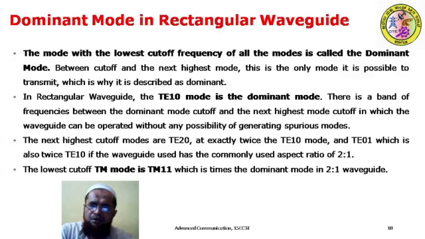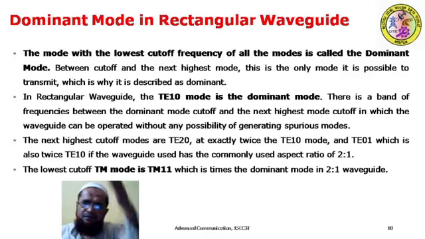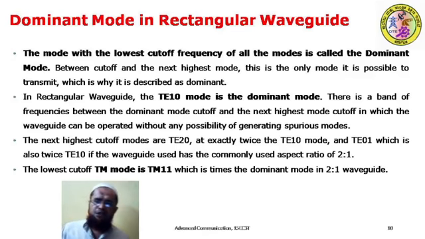This is the commonly used aspect. That means in rectangular waveguide, the horizontal should be double the vertical. If we are having horizontal 1, then vertical should be 0. If you are having horizontal 2, vertical should be 1. This we call as aspect ratio.